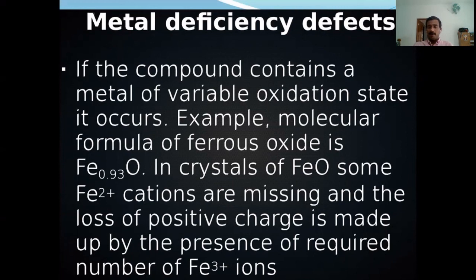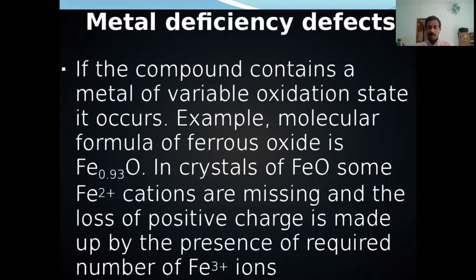For example, if two Fe3+ ions are present in the crystal lattice, total charge is 3 into 2, six positive charge. This six positive charge is originating from 3 Fe2+, isn't it? 2 Fe as Fe3+ contribute 6 positive charge, and 3 Fe2+ also contribute 6 positive charge. That means 2 Fe3+ can replace 3 Fe2+. It means there will be a vacancy of cation. Anions will be the same number, but there will be a vacancy of cation. So here this defect is a metal deficiency defect.